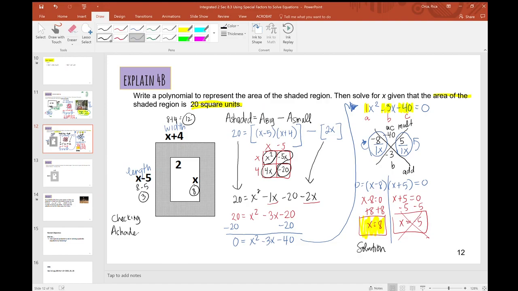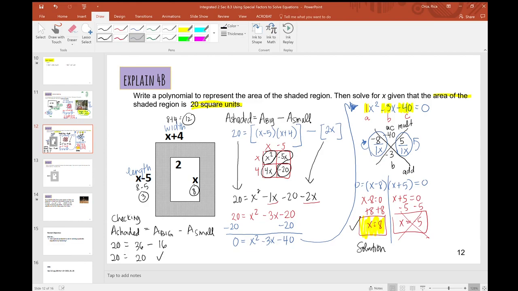the area of the shaded region is supposed to equal the area of the big rectangle minus the area of the small rectangle. In the problem, it states that the area of the shaded region is 20. The area of the big rectangle is 3 times 12, which is 36, minus the area of the small rectangle, that's 2 times 8, which is 16. And 36 minus 16 is 20. So it checks, which means that x equals 8 is our solution.